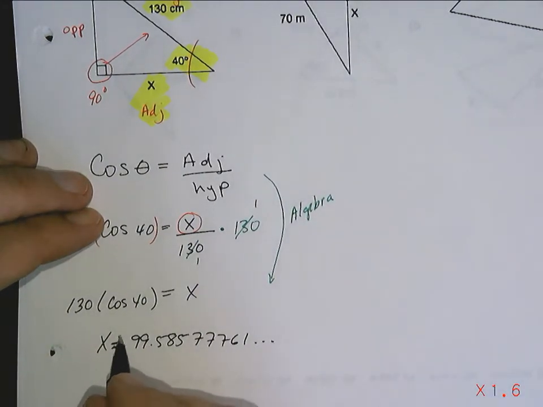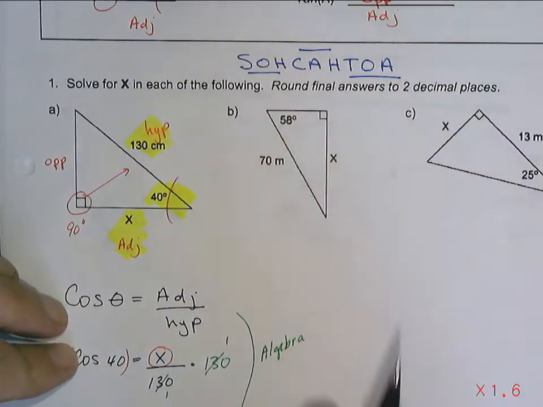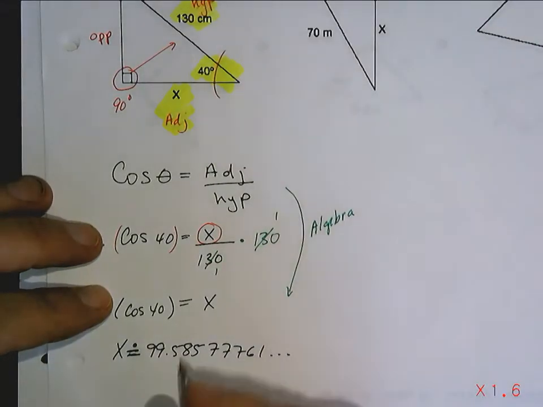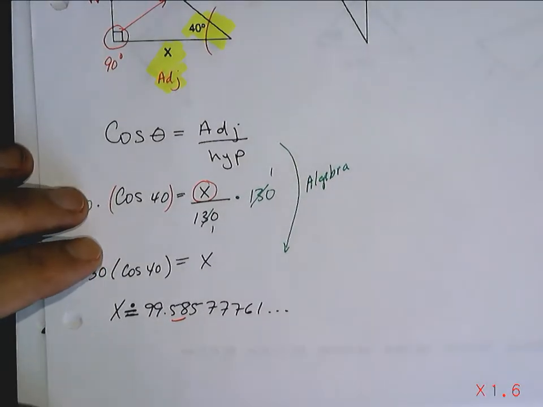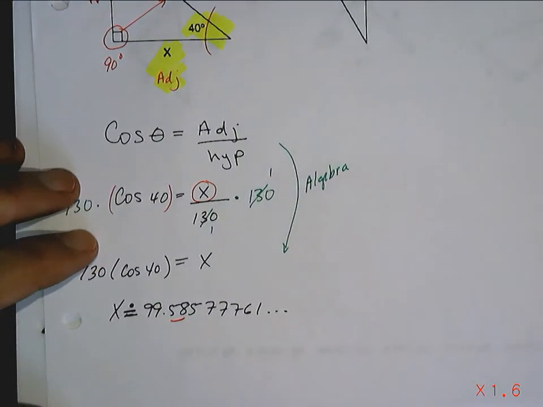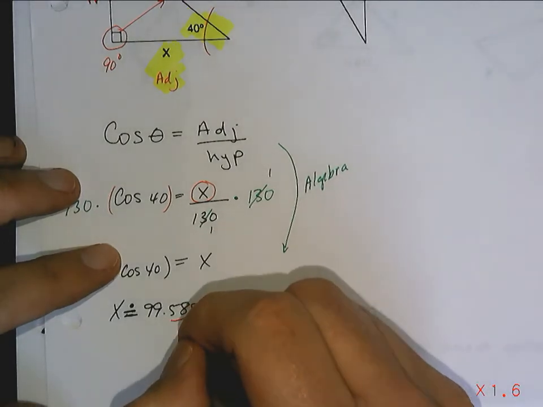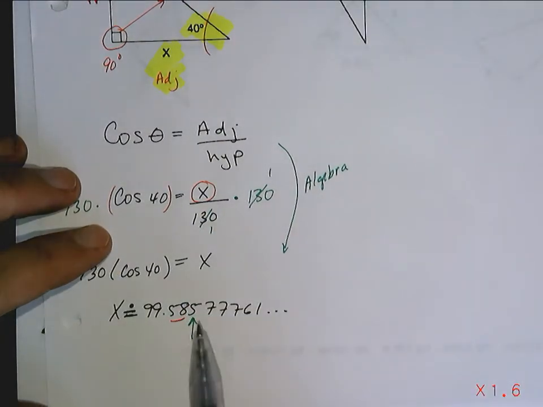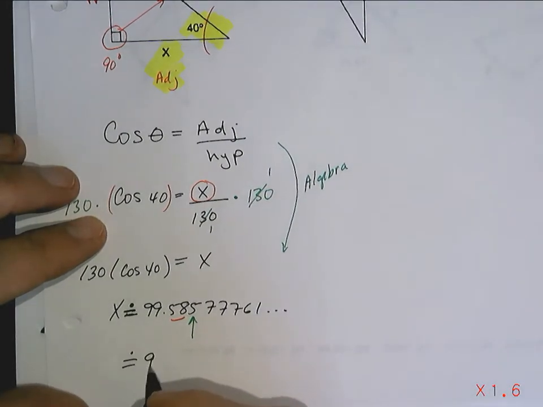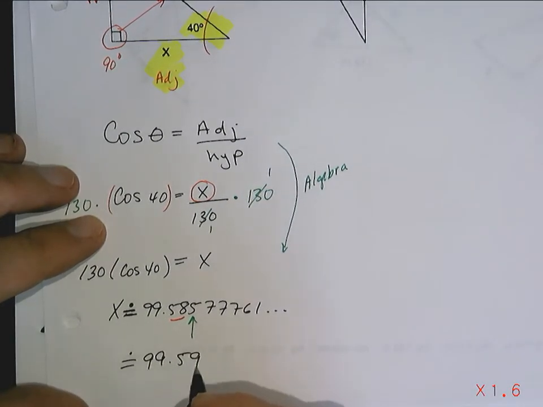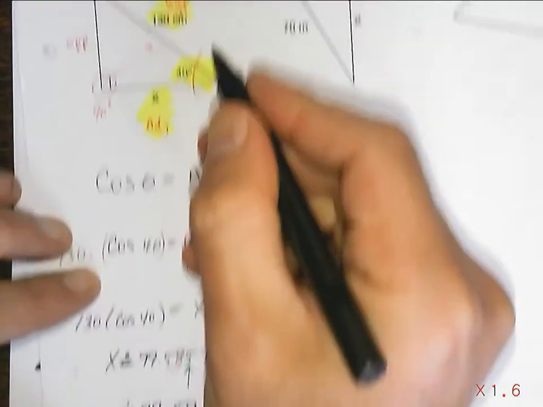Notice I said that it's approximate because it keeps going, but the question said to round to 2 decimal places. What that means is I want to keep 2 numbers after the decimal. So I look at the third one. It's 5. That means it rounds the 8 up, and our approximate answer is going to be 99.59. And the units will be centimeters because that's what I was dealing with in the question.